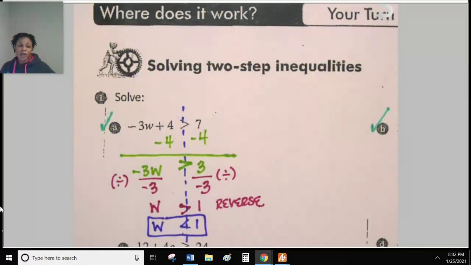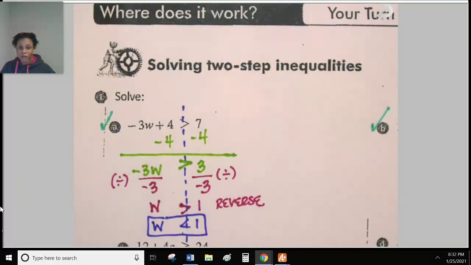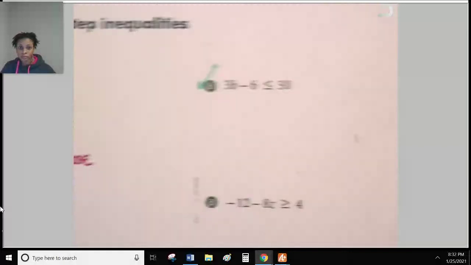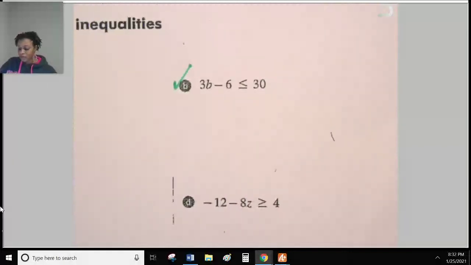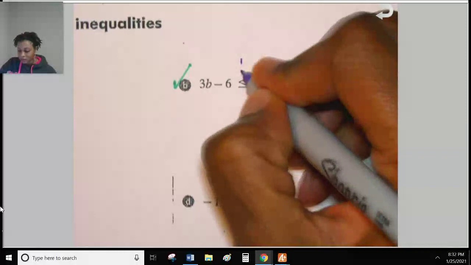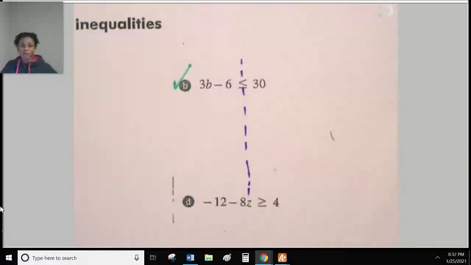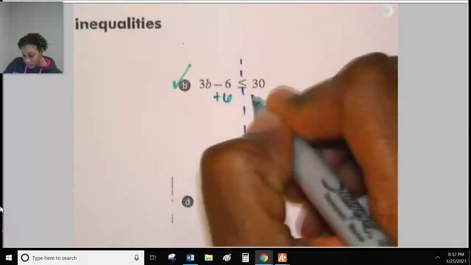So remember, two-step. Step 1, always undo addition or subtraction. Step 2, you're always going to multiply or divide. Let's look at another. First thing, dotted line. Show those two sides that we have to keep balanced, okay? Then I see 3 is being multiplied times B, and I'm subtracting 6. I know step 1, always going to undo addition or subtraction. So I'm going to undo subtracting 6 by adding 6 to both sides.